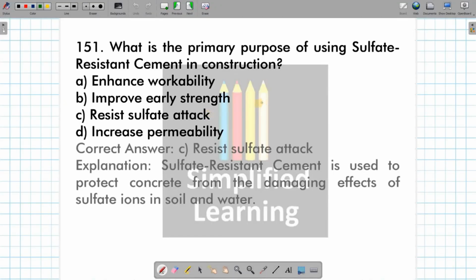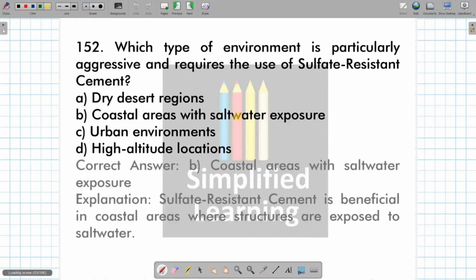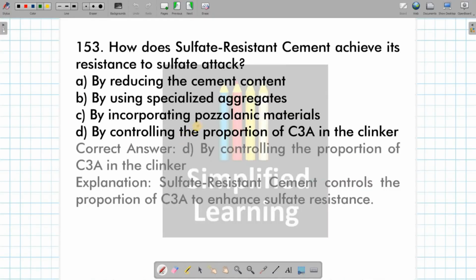What is the primary purpose of using sulfate resistant cement in construction? It can resist sulfate attack. Obviously, sulfate resistance, in the name itself, it is suggesting that it can resist the attack from sulfate ion from soil and water. And which type of environment is particularly aggressive and requires the use of sulfate resistant cement? Coastal areas with salt water exposure are the scenarios where we are going to use what? Sulfate resistant cement.